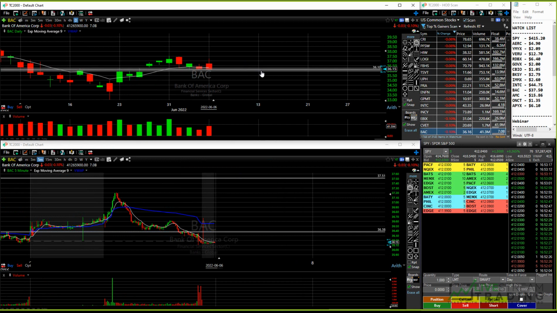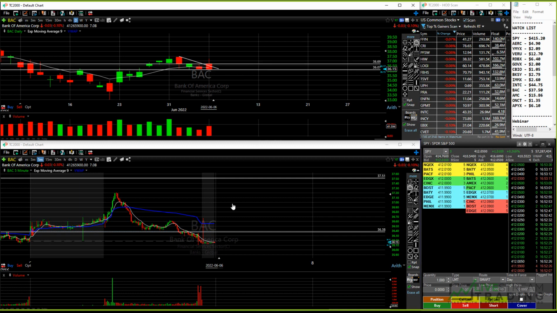Same with BAC, Bank of America, and I think that these are also starting to look interesting. Kind of a failed flag on BAC, starting to set up to maybe move lower if the market wants to set up that way too. So lots of ideas there for you guys to ponder over.